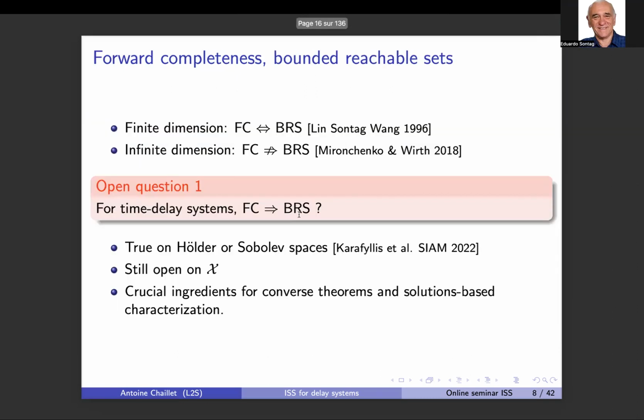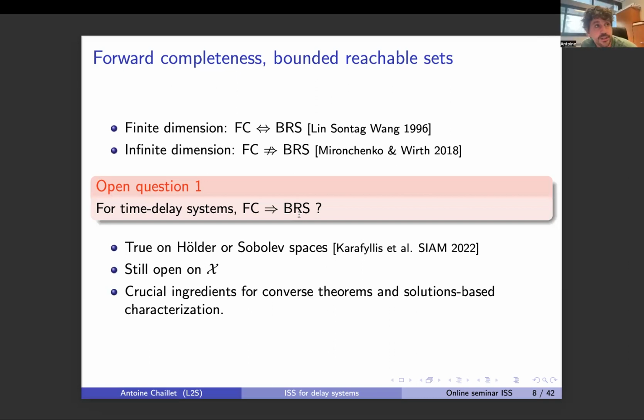Sorry, can I ask you a question? I mean, you would think that Sobolev spaces are pretty good for applications. Is there, from a practical point of view, a reason to go to continuous functions? Well, there's continuous functions, right?